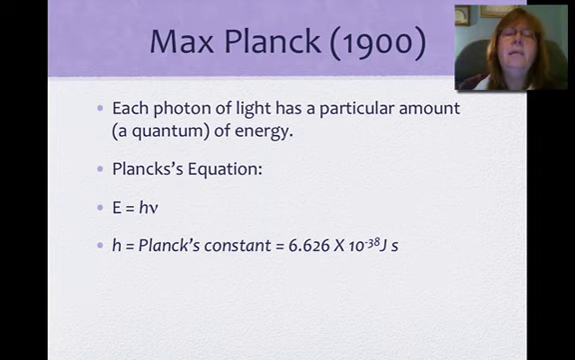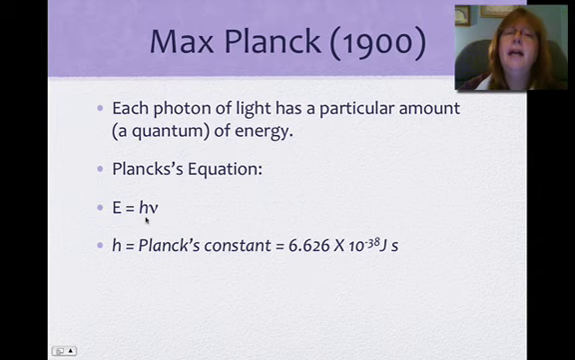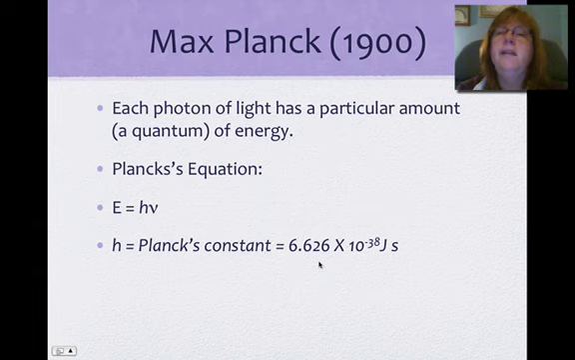What he said was that every photon of light had a quantum of energy, or just a specific amount of energy. And he came up with an equation, and that energy, or that E, of each photon of light was equal to a constant, h, that's known as Planck's constant, times its frequency. And the value for Planck's constant is given here below. It's 6.626 times 10 to the negative 38 joules times seconds.